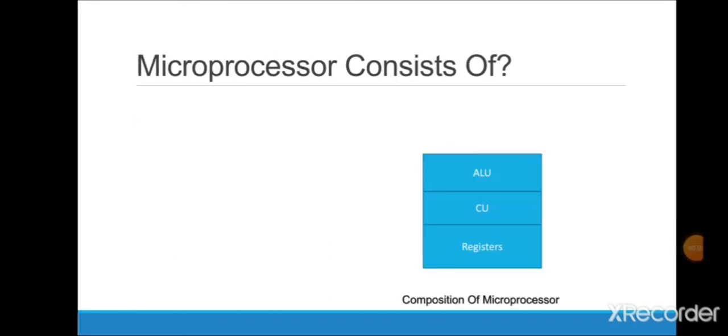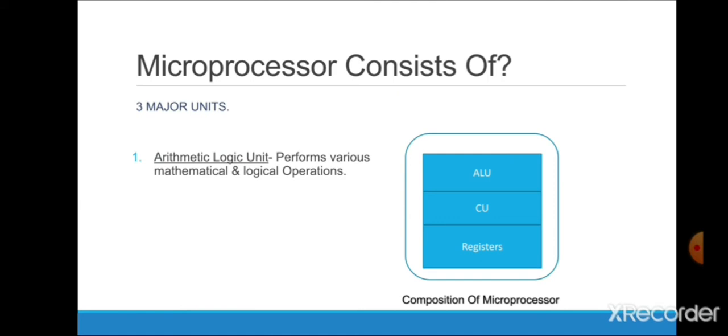Now, let's understand the composition of a microprocessor. A microprocessor consists of three main units. These three units are enclosed in a single package, which we term a microprocessor. The first unit is the Arithmetic Logic Unit, ALU. ALU performs various essential mathematical and logical operations inside the microprocessor.